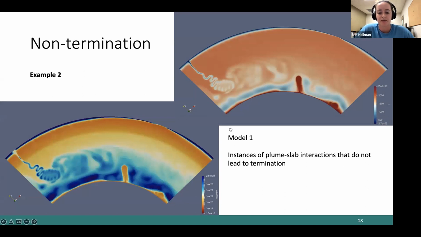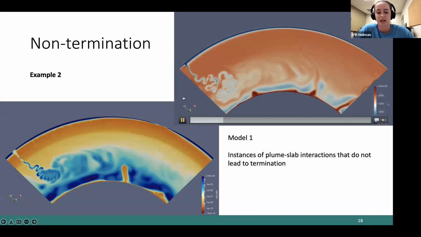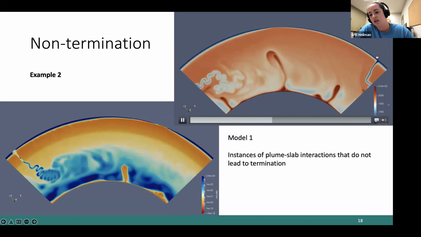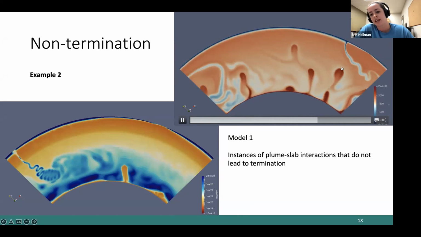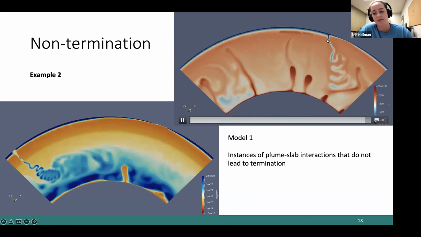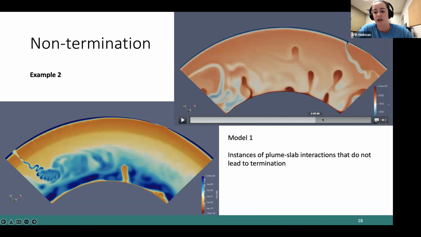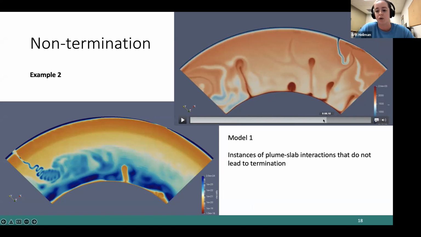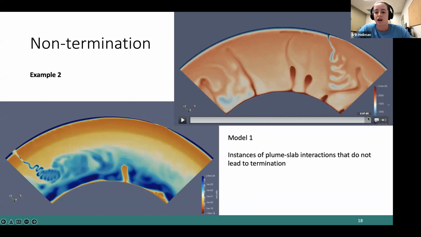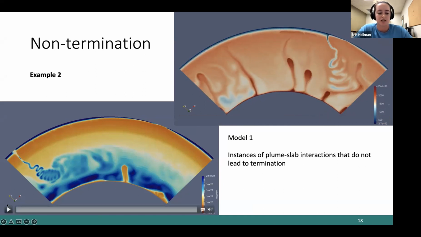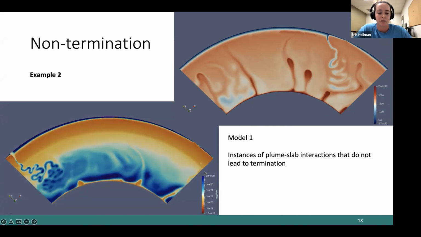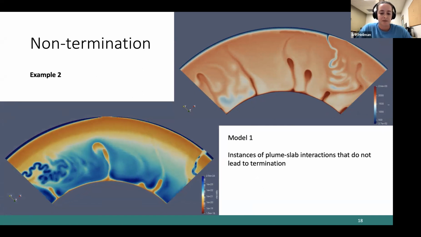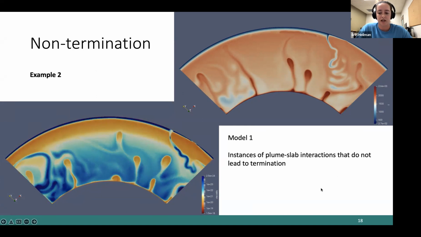In the second example, these are still from the stagnant case, or the episodic case. So you'll see plumes sliding in. This cross-cuts the slab, but is essentially not enough to terminate once the plume head reaches the surface. So there are several instances of these throughout the models, even in the episodic case.